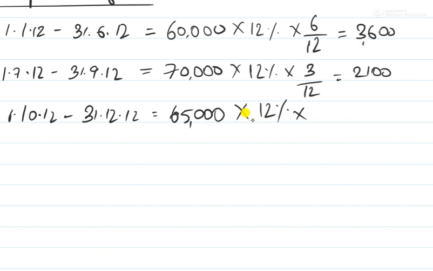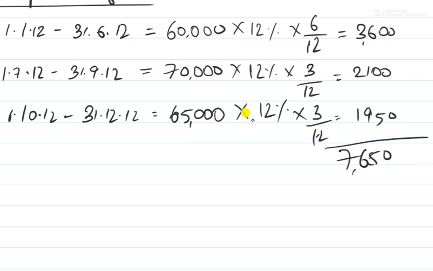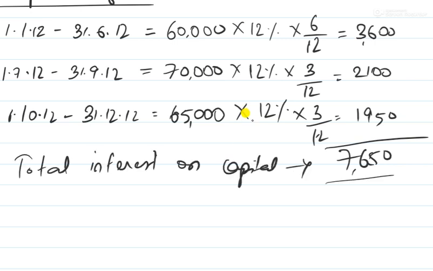Lastly, again 65,000. For how much time was it? 65,000 from October till December. So October, November, December, again 3 months. So 3 by 12. How much? 65,000 into 12% divided by 12 into 3, 1,950. Now total is equal to 7,650. So this is the total interest on capital of R, which will be debited to the profit and loss appropriation account.